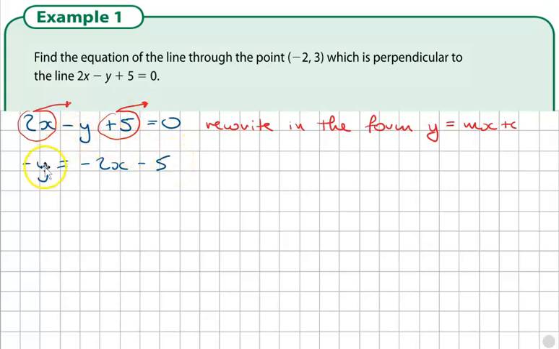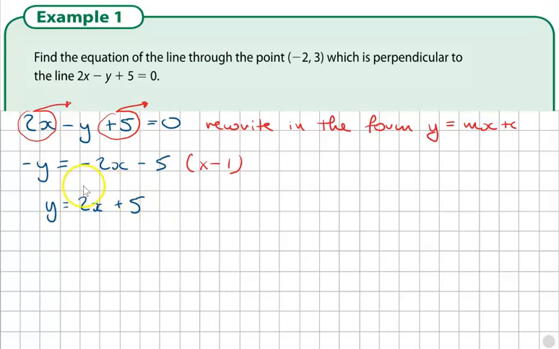So the y is almost on its own. We just need to get rid of this minus here. We can change all the signs to their opposite sign, or we can multiply across by minus 1. It's the same thing, you get the same outcome. So I'm going to multiply across by minus 1. Minus y times minus 1 is positive y, because a minus by minus is a plus. Minus 2x times minus 1 is positive 2x, and minus 5 times minus 1 is positive 5.